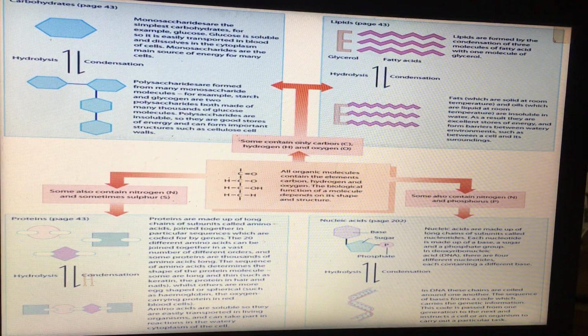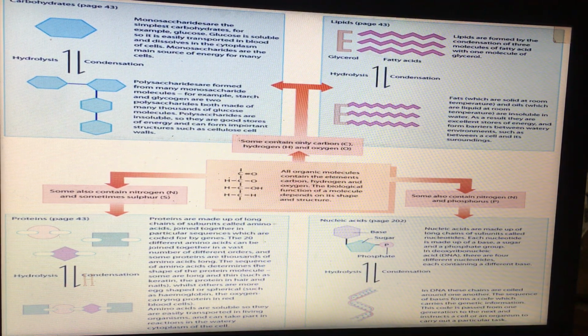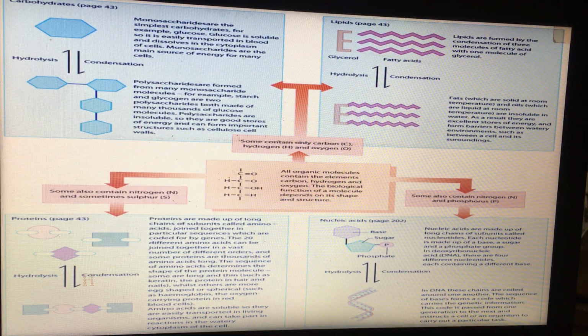Now, when monosaccharides condense, that will produce polysaccharides such as starch and glycogen. Polysaccharides are formed from many monosaccharide molecules. Both starch and glycogen are made of many thousands of glucose molecules. So one glucose molecule is called a monosaccharide. When more than one monosaccharide connect together, they produce polysaccharides such as starch or glycogen. The process of producing polysaccharides is called condensation.